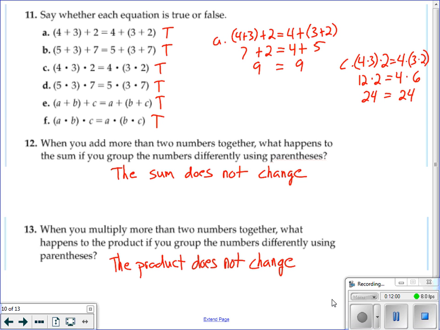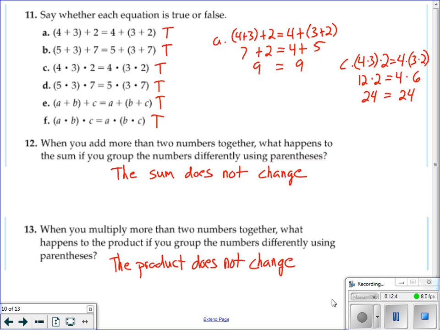If you look at number 12, when you add more than two numbers together, what happens to the sum if you group the numbers differently using parentheses? Well, the sum does not change. You still get the same answer no matter which pair of numbers you decide to add first. This goes back to our first example that we did, where we added the 12 plus 8 to get 20 and the 23 plus 7 to get 30. We used this idea, we grouped them differently.